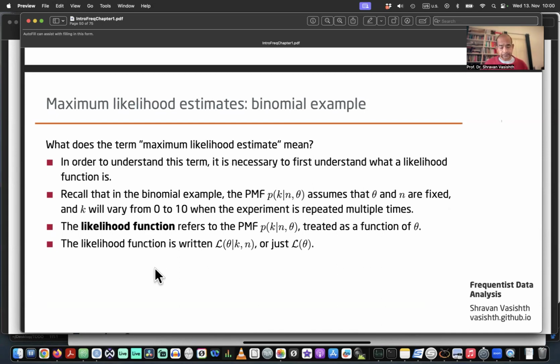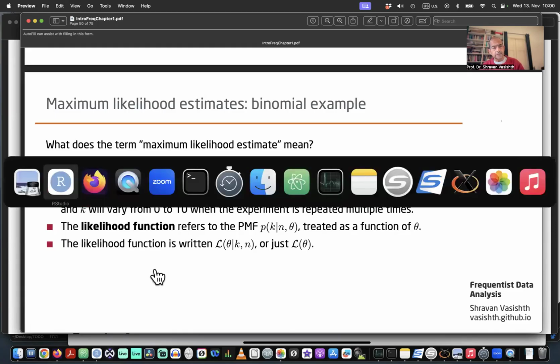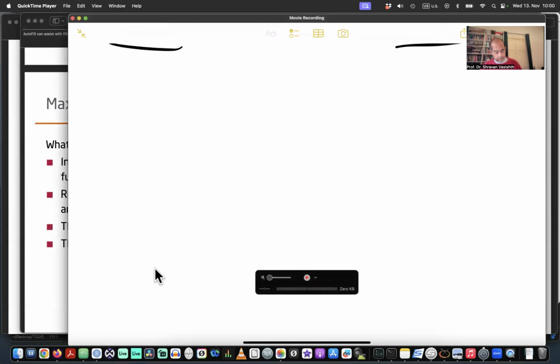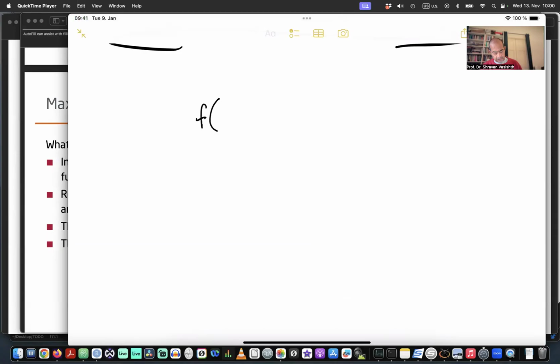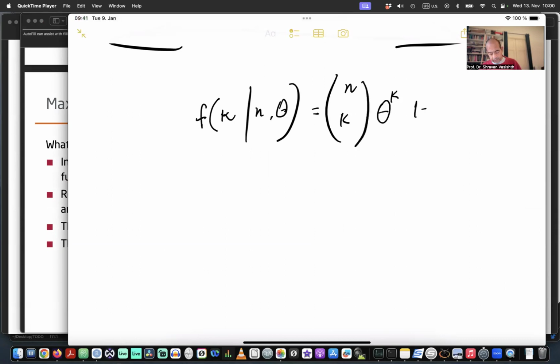So to understand what a maximum likelihood estimate is, you have to understand what the term likelihood means. If you remember in the binomial case, in the binomial distribution, I defined a probability mass function f of k, given n trials and theta as the probability of success. So the probability mass function was n choose k, theta to the power of k, and 1 minus theta to the power of n minus k.